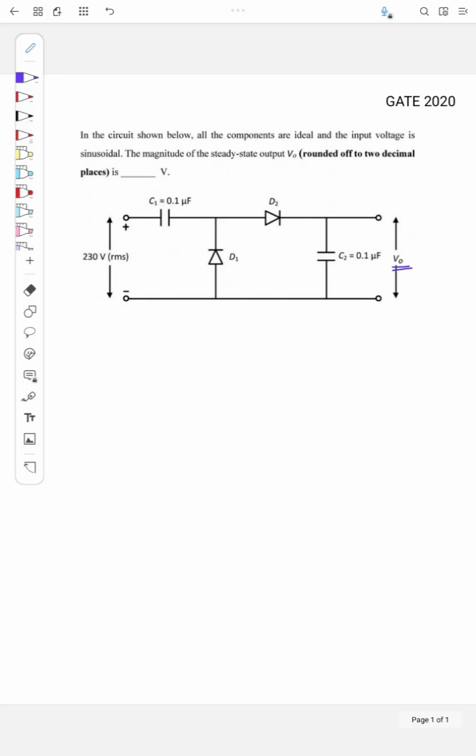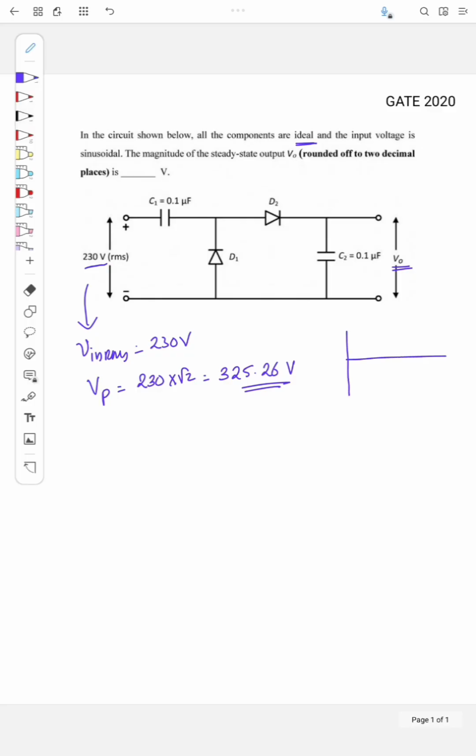Okay, so given the input is 230 volt RMS, what will be the peak voltage? Peak voltage will be 230 into root 2, which is 325.26 volt. So this will be the peak input voltage. Here we have two capacitors C1 and C2 and two diodes D1 and D2, and the diodes are ideal.